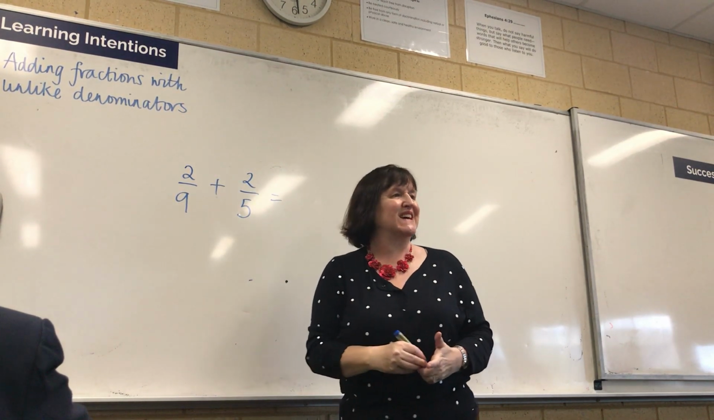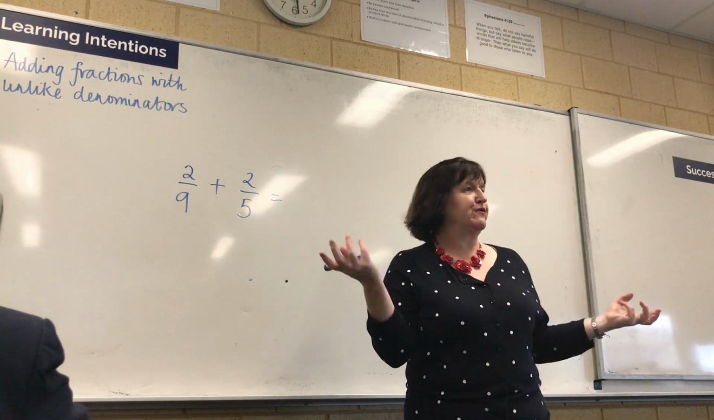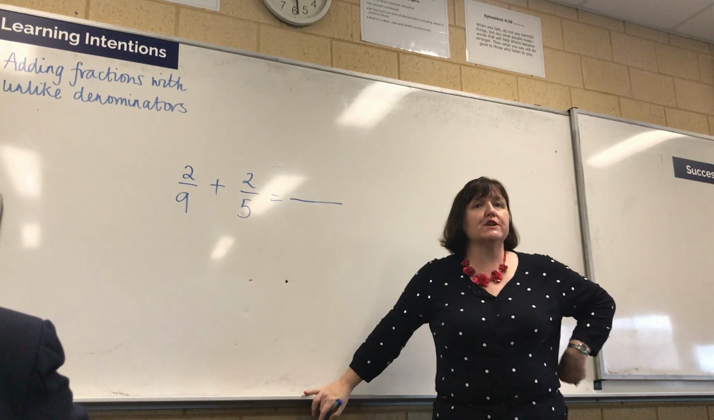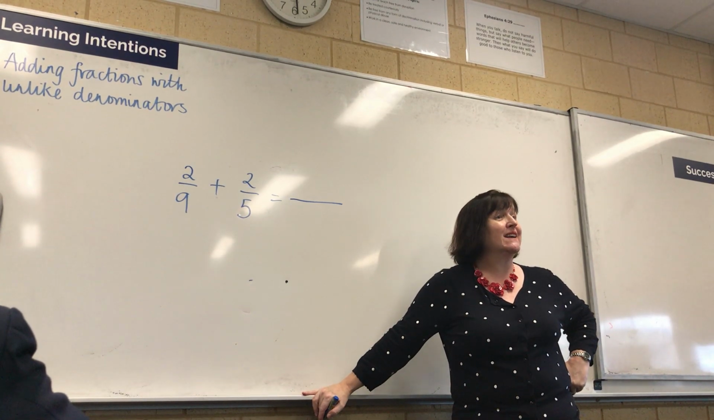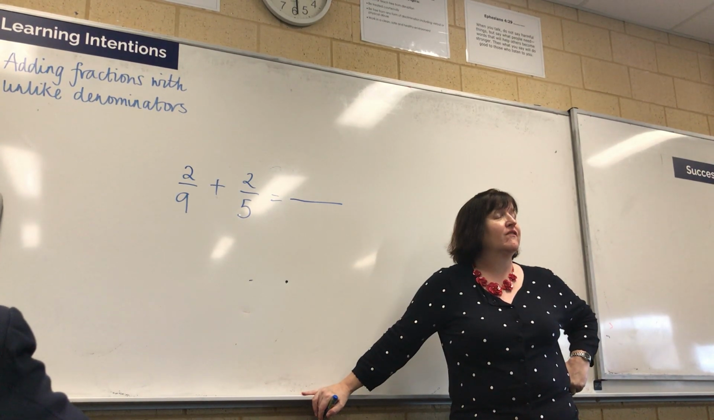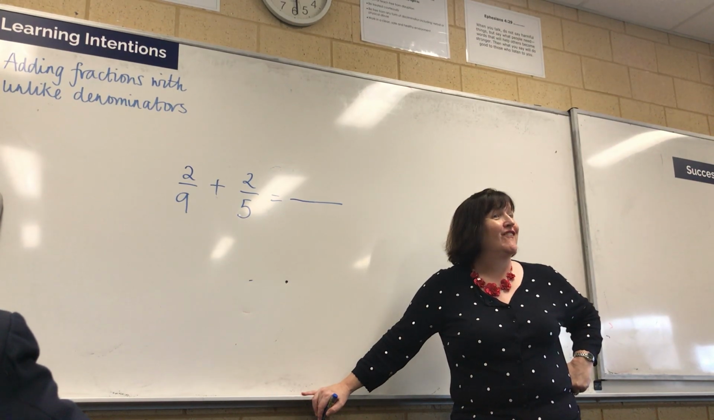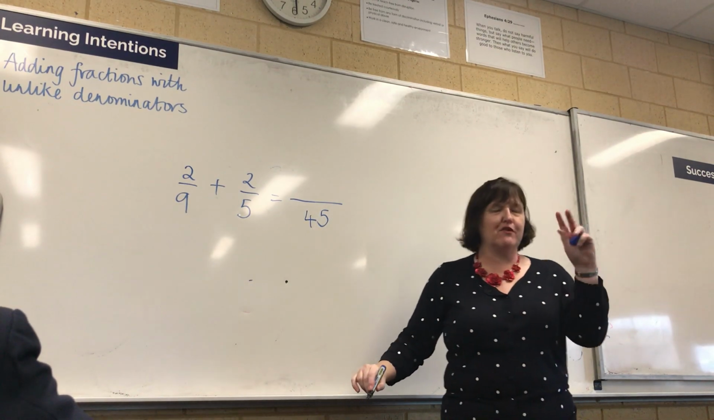Okay, 2 ninths add 2 fifths. So we've got ninths and fifths. Same or different? Different. Okay. Need a new denominator. What's my new denominator going to be? 5 nines are... 45, that's right. You were so on the right track, Bentley.